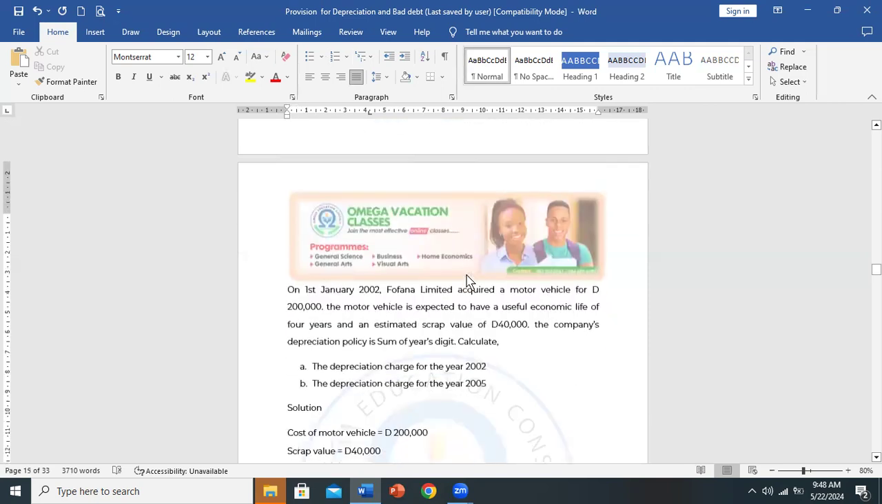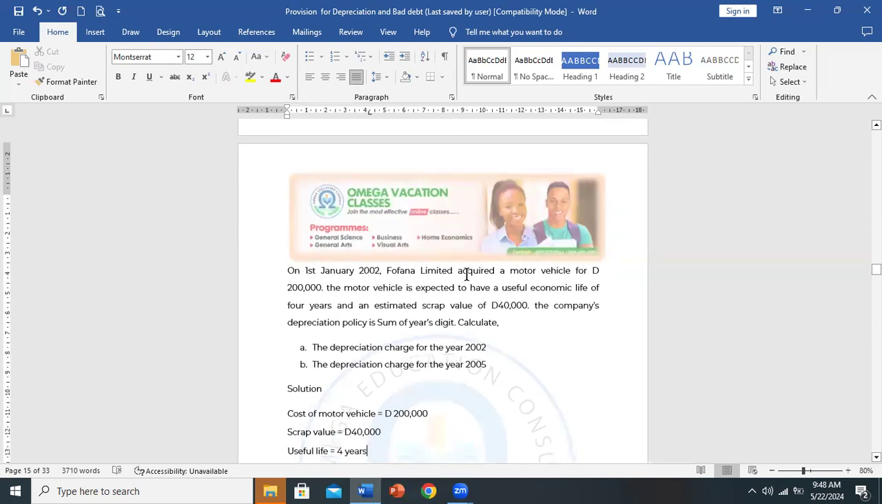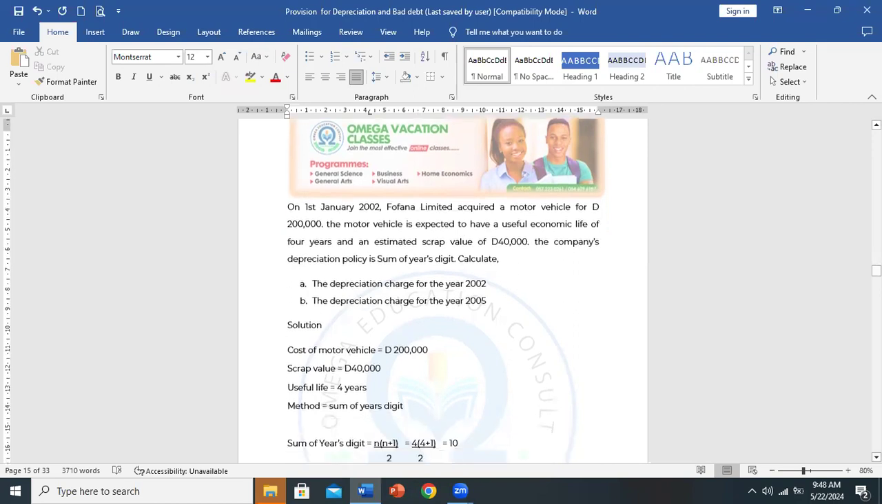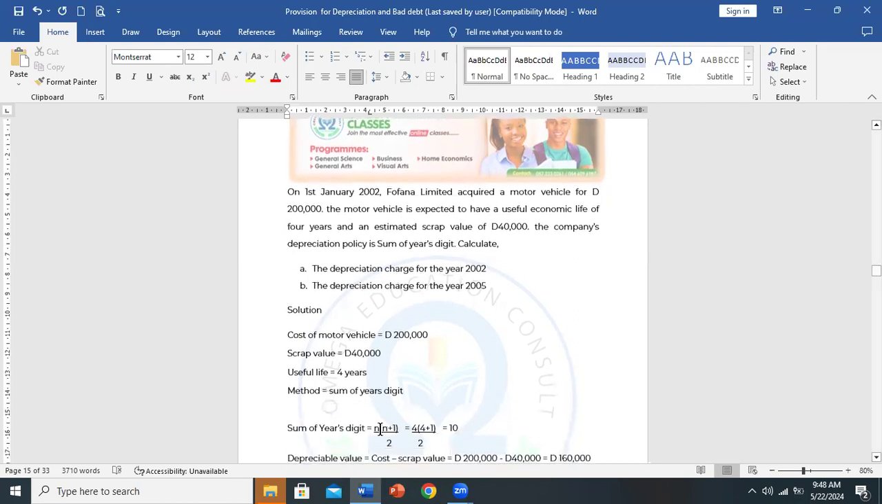So we have the cost, 200,000, the scrap value, 40,000. The useful life is what? 4 years. Method, sum of years digit. Good. What do we need? We need the sum of years. So let's calculate the sum of years. We can use the formula, right? n(n+1)/2. And the calculation is going to end up at 10. So the sum of years is 10. If you didn't use the formula and you went 1 plus 2 plus 3 plus 4, you would have still gotten 10. But you can use the formula and save yourself the stress.